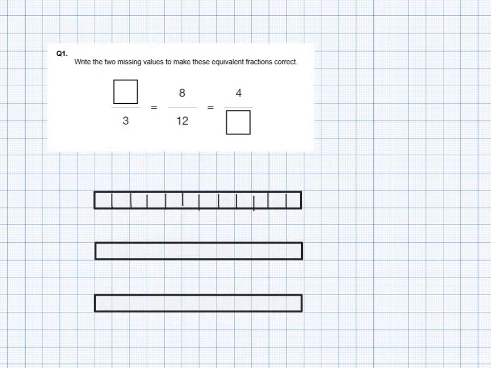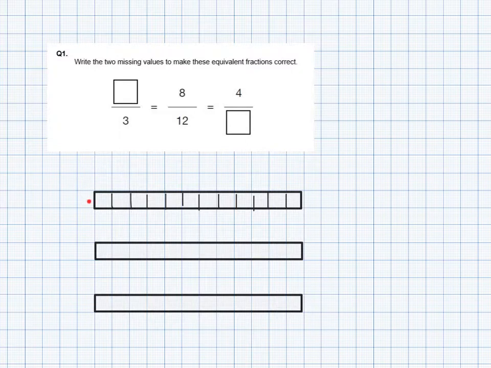Write two missing values to make these equivalent fractions correct. So where we're going to start with this one is in the middle, because we've got our complete fraction. So here we've got 8/12. You can see my bar here that I've drawn just to visualise this, and then we'll move on to doing it without the bar in a moment.